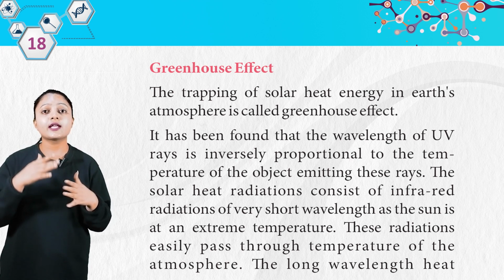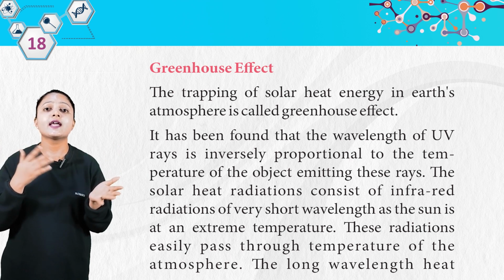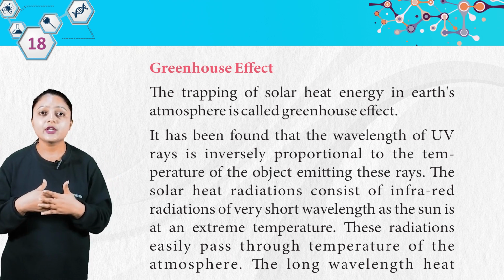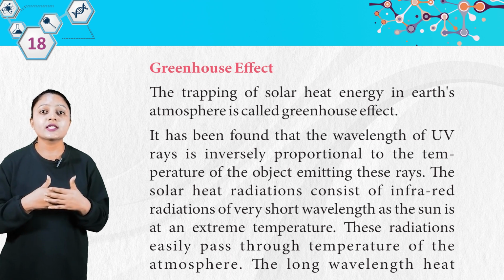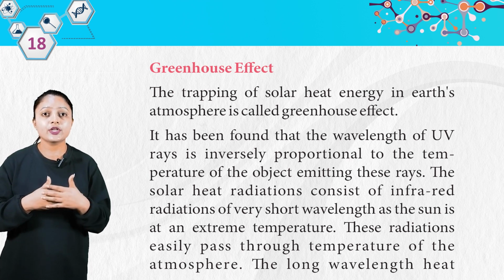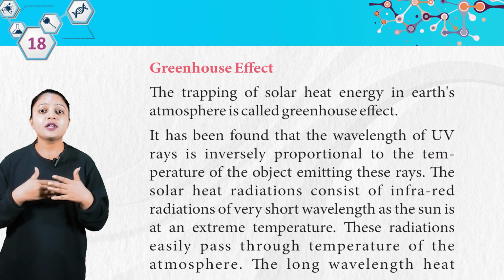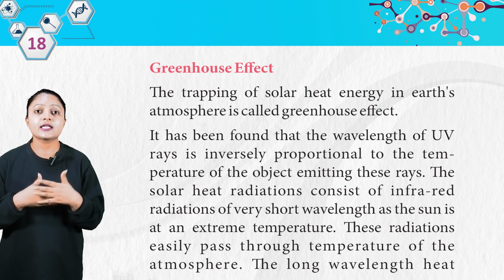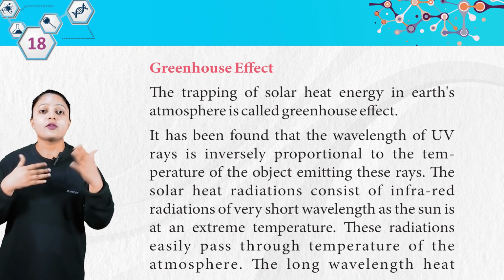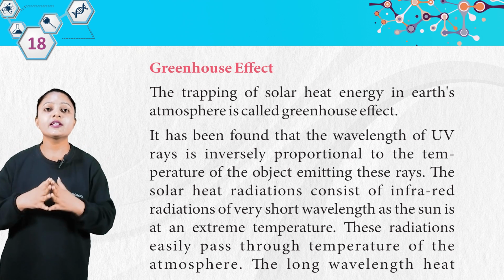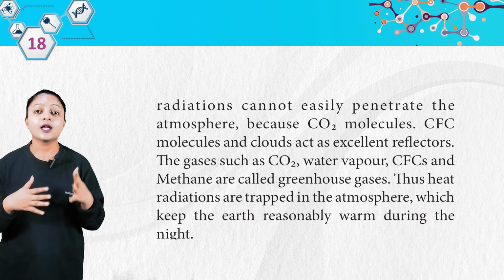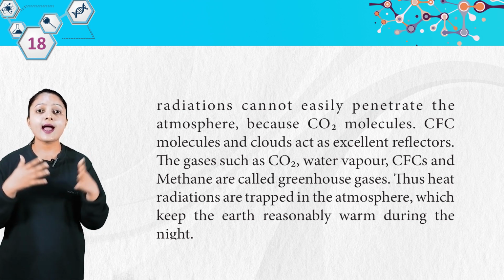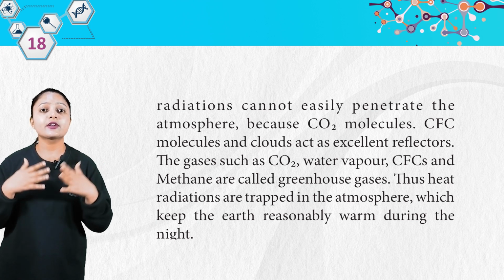It has been found that the wavelength of radiation is inversely proportional to the temperature of the object emitting these rays. The solar heat radiations consist of infrared radiations of very short wavelengths, as the sun is at extreme temperature. These radiations easily pass through the atmosphere. The long wavelength heat radiations cannot easily penetrate the atmosphere because CFC molecules and clouds act as excellent reflectors.